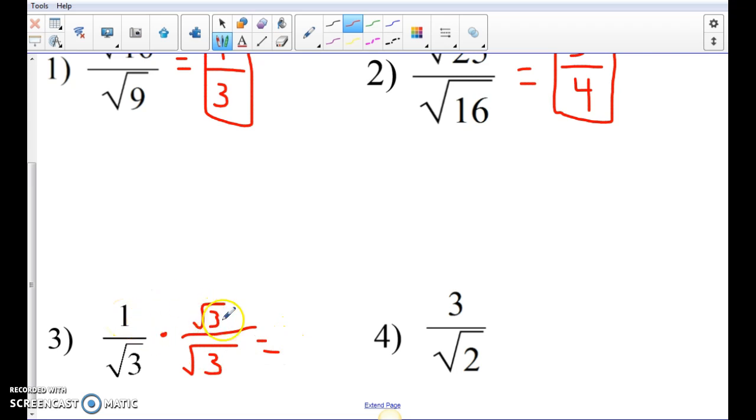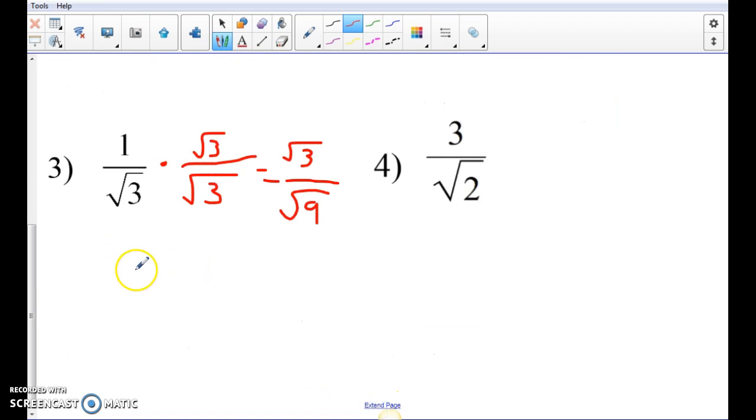So now I'm going to multiply straight across. 1 times radical 3 is just going to be radical 3. And then on the bottom, square root of 3 times square root of 3, well, if we really wanted to see that, that's equal to radical 9, right? But what is the square root of 9? It's just 3. So really, what we would have is radical 3 over 3. Because again, the square root of 9 right here is just 3.